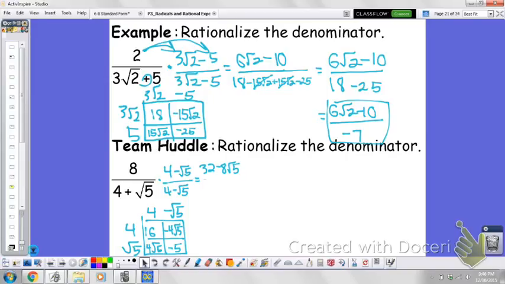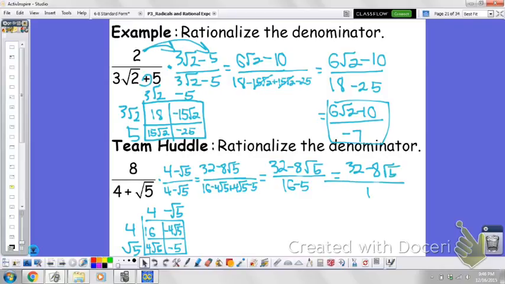So in my denominator, I have 16 minus 4 root 5 plus 4 root 5 minus 5. Cancel out the negative 4 root 5 and the 4 root 5, giving me 16 minus 5 in my denominator. Therefore, the final answer is 32 minus 8 root 5 all over 11.